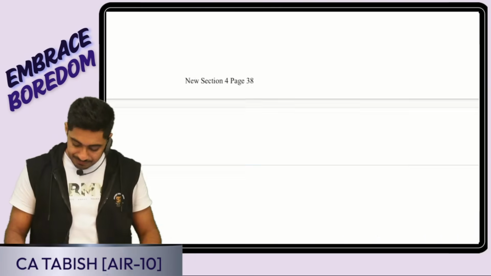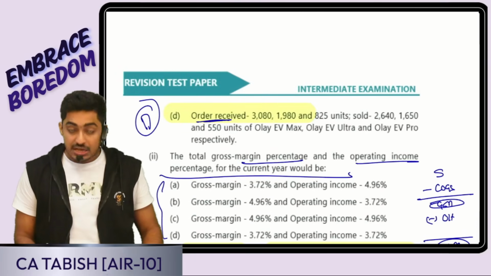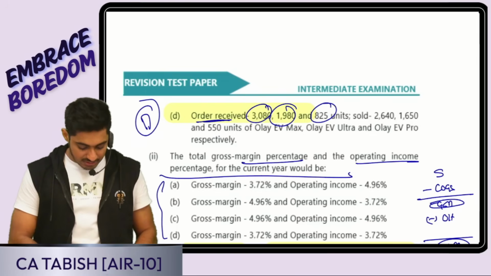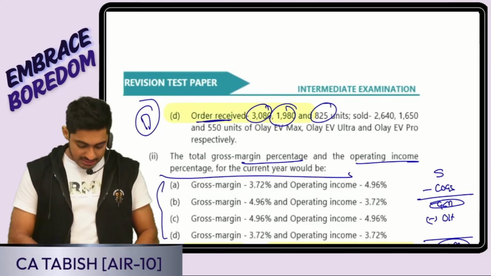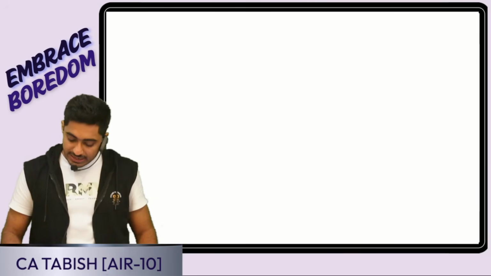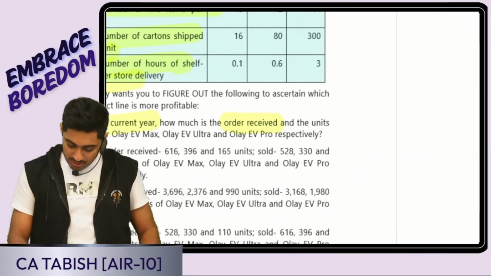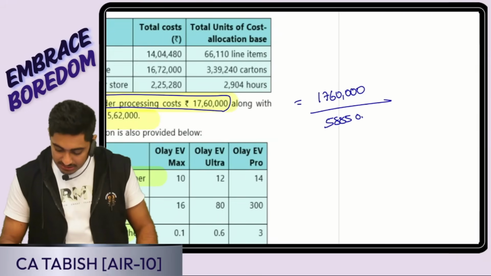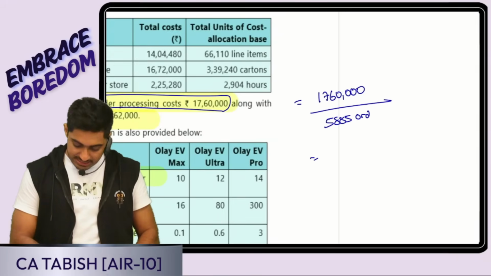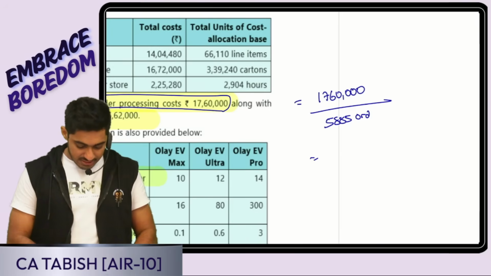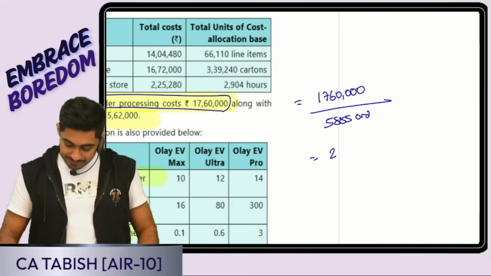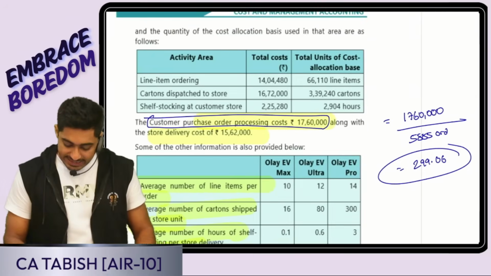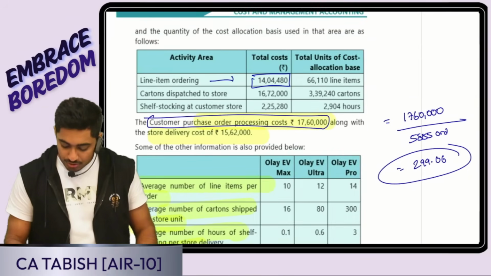Here we had seen option D, orders customers have placed: 3080, 1980, 825. It is coming to 5885. So I will say, okay boss, this cost is for 5885 orders. That means per order, 17,60,000 divided by 5885 comes to 299.06. Yes or no? If you want line item ordering, you can see 14,04,480.